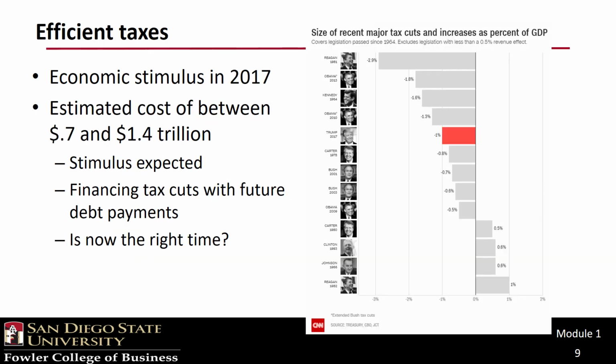In late 2017, tax cuts were implemented again at an estimated cost of somewhere between 0.7 to 1.4 trillion. These were designed to stimulate the economy and almost certainly will. However, remember, we are financing debt with future taxes, and this has the deficit hawks asking, is this the right time?